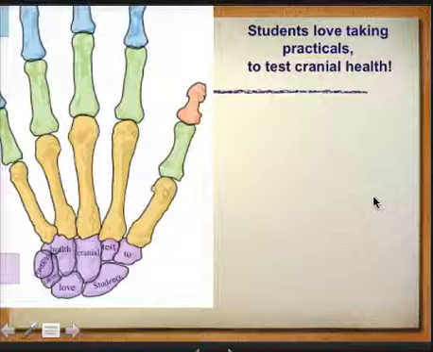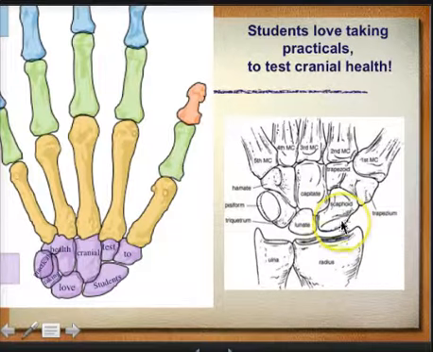How will this mnemonic device help? Each letter stands for one of the carpals. We will start with the most proximal row, starting by the first phalange.